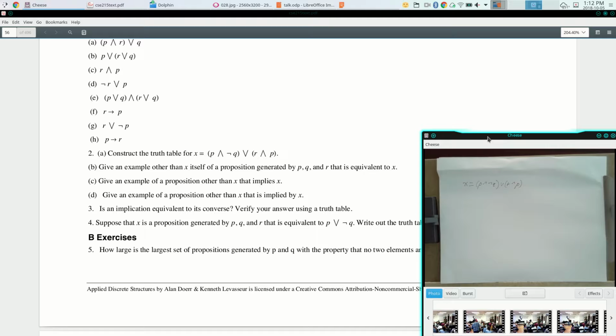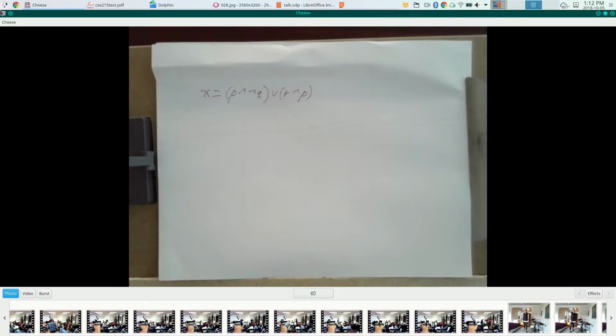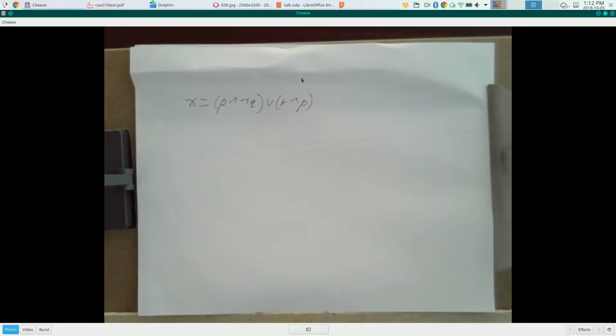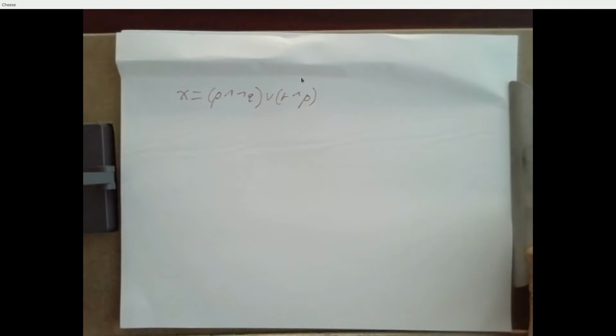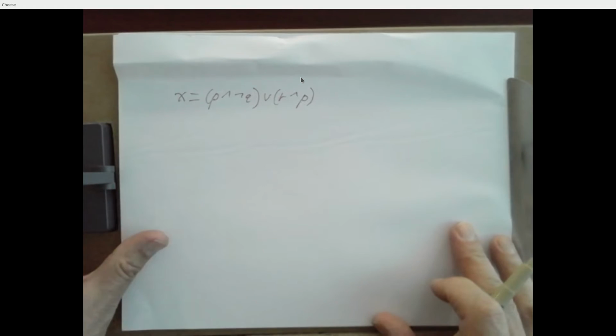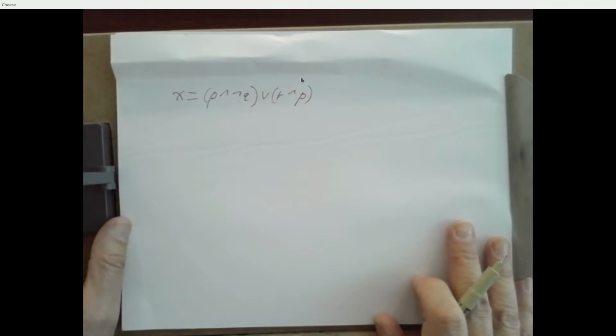So B, give an example other than X itself of a proposition generated by P, Q, and R that's equivalent to X. All right, so we want another proposition that's equivalent to this. Logical equivalence, we can use our identities to simplify an expression and change it into another form. So what did people do for this? Because I know some people got solutions.